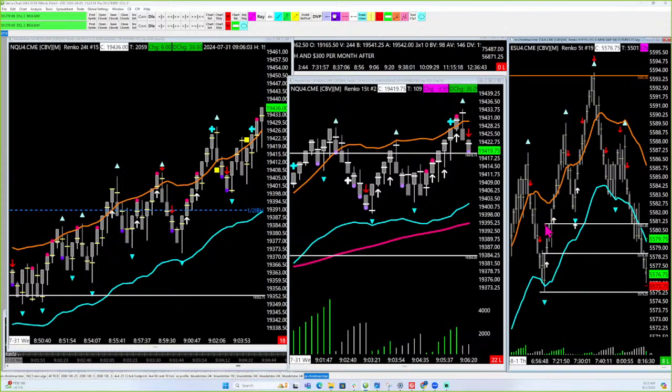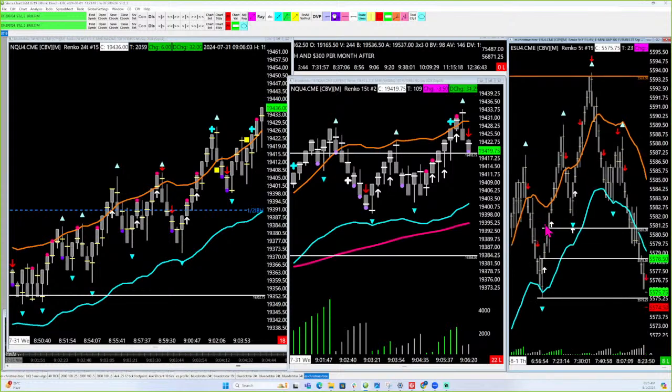I am trying to get ES going. It's been a while, but it is moving. I would like to trade it because I can trade size in it. I don't have much else to add. I just want to do the profile really quick.